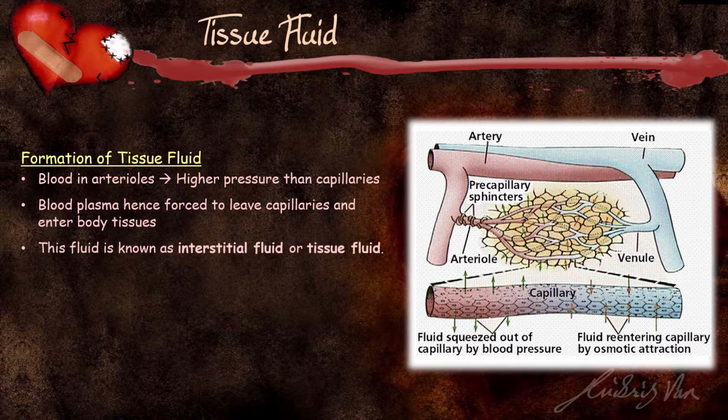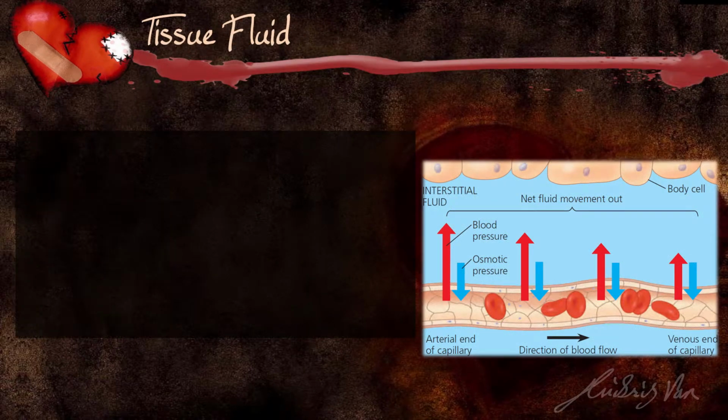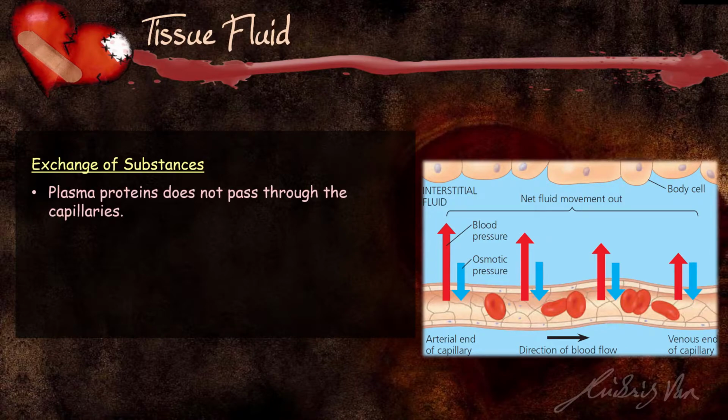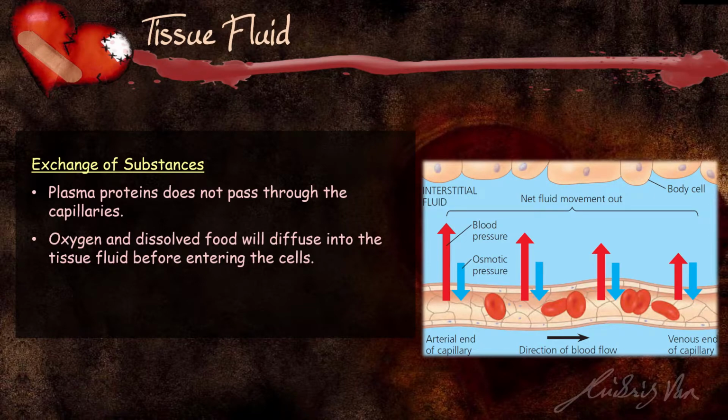This fluid actually surrounds our cells, and there is exchange of material going on. As plasma proteins are too large to pass through the holes in the capillary, they are stuck in our blood vessel, which is actually a good thing. However, smaller molecules such as oxygen and dissolved food such as glucose are able to diffuse into the tissue fluid before entering our cell. So tissue fluid, as you can imagine, is just the liquid that is surrounding our cell.